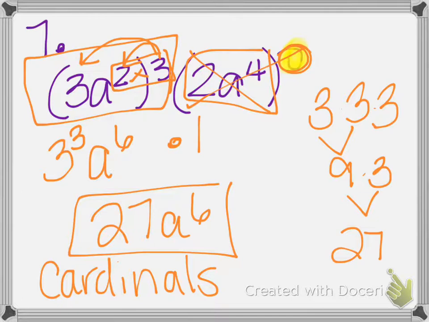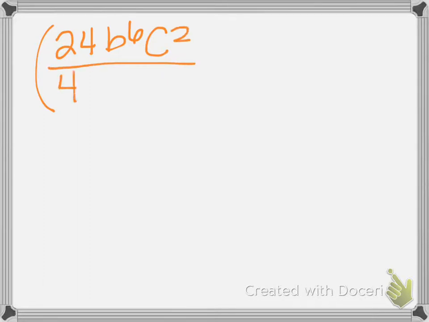Hopefully you have corrected all of these problems on a separate piece of paper, and now you are ready to do some practice problems. Your practice problem is 24b to the 6th, c to the 2nd, divided by 4b to the 5th, c to the 5th, all to the negative 2nd power. Actually, I have changed my mind and I'm only going to give you this one for right now. So pause it right now and work out this problem and then come back when you're ready to check.